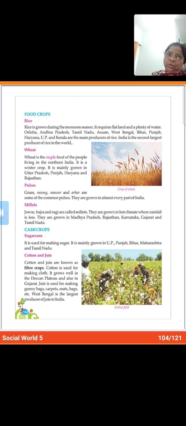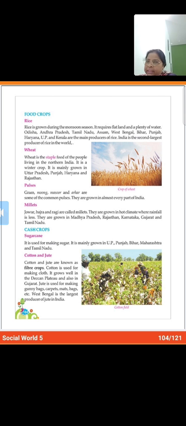Now, cash crops, that give us money, that add to our cash and our economy. So what are the cash crops? Sugarcane, cotton and jute, tea, oil seeds, spices, rubber. These are all cash crops, because we cannot use these things within our country only. We grow them but cannot consume all of them. Food crops we eat, so we can consume them, but these are to be exported to earn money.